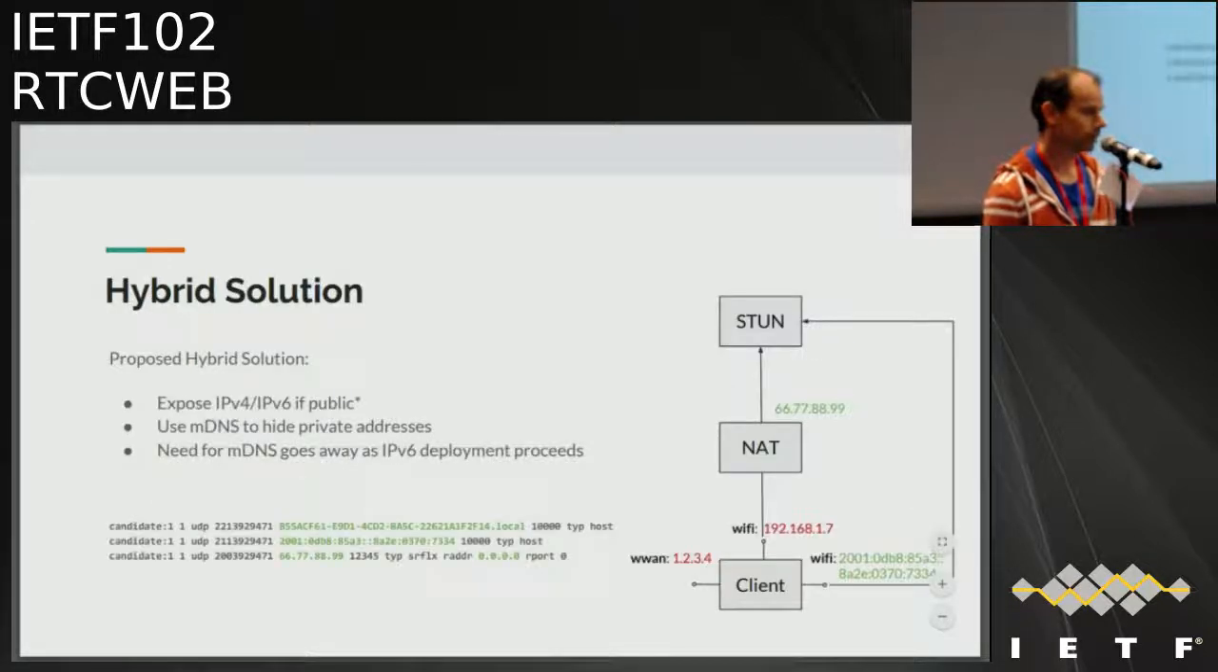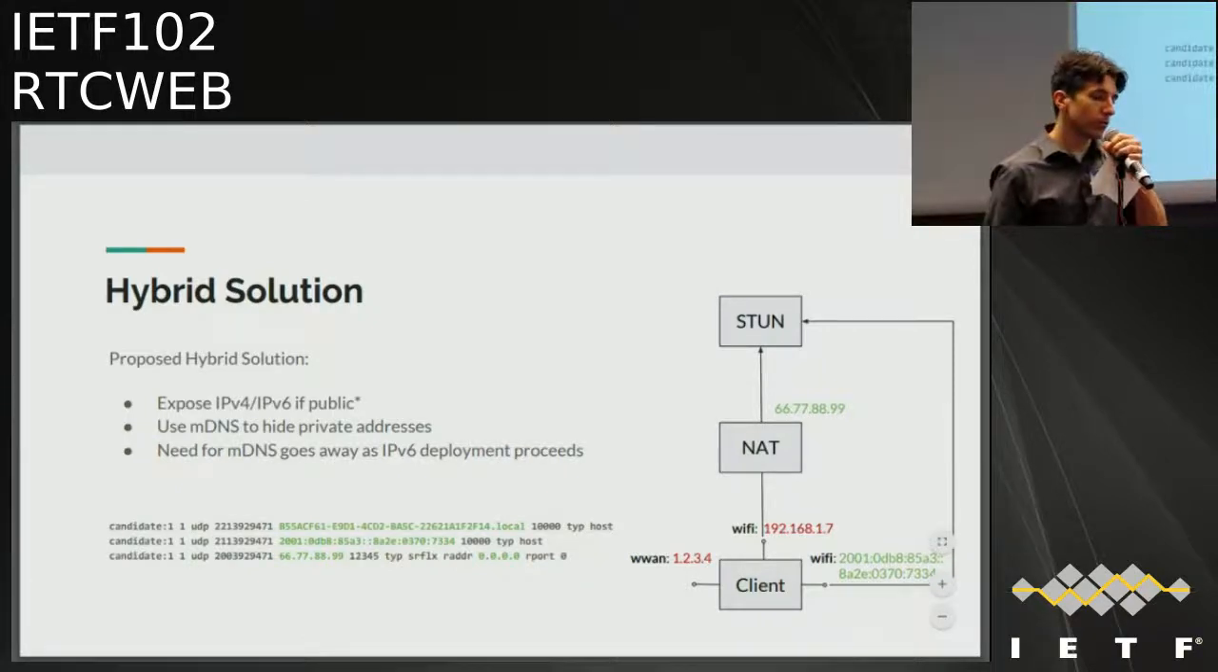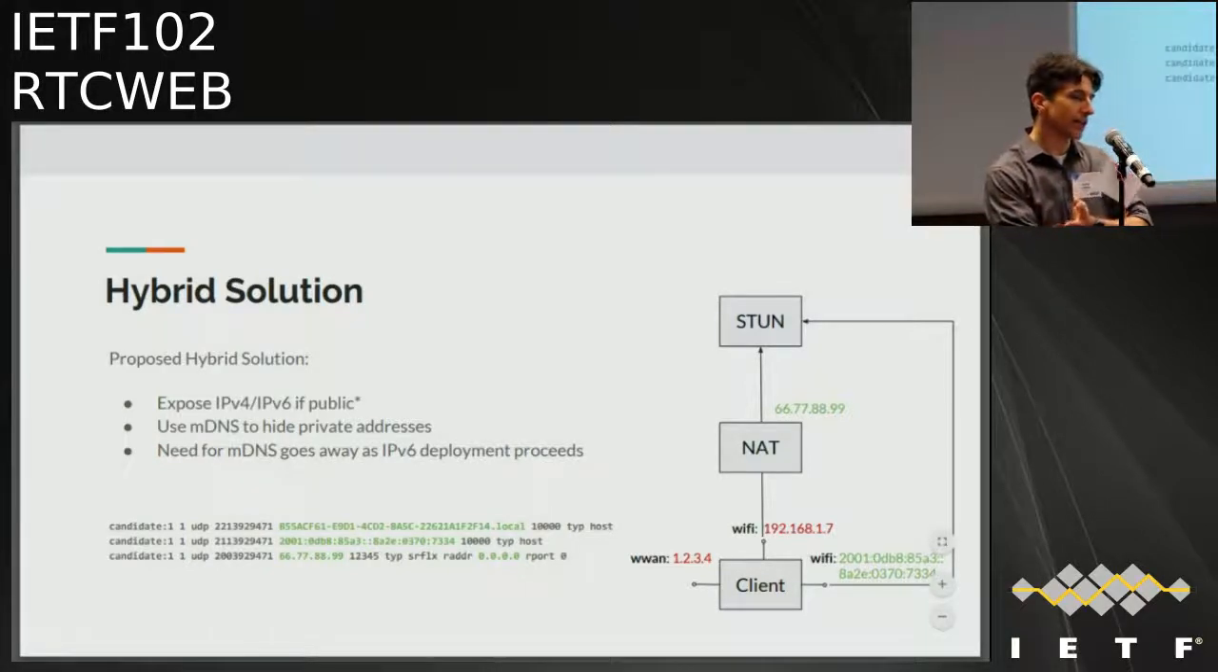So that's it. So get back to Justin, maybe. Okay, so to try to come up with the best possible solution that gets the minimal privacy impact and the maximal likelihood of connectivity, the thing we came up with was to use mDNS to hide private addresses. Any v4 or v6 addresses that are public, and how we determine that's public is something we can talk about on a later slide, give those out because that's something the website could see anyway. And the nice thing about this solution is that as IPv6 deployment proceeds, the need to rely on mDNS goes away.